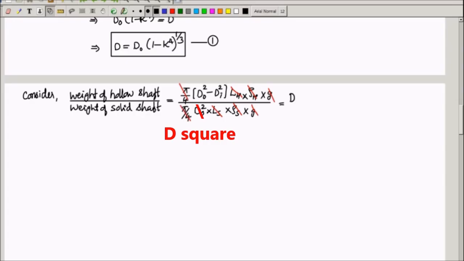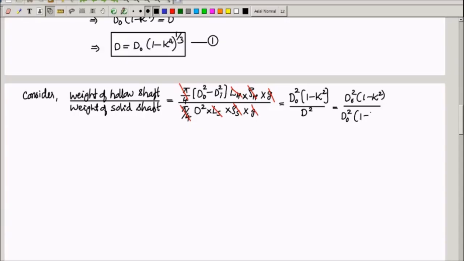So it becomes d naught square into 1 minus k square. I'm taking d naught square outside, and 1 minus k square becomes inside, divided by d square. We'll write it like this: d naught square into 1 minus k square. The denominator d square, if I write, becomes d naught square into 1 minus k power 4 to the power 1 by 3 is there, but into 2 will also be there, so it becomes 2 by 3. So d naught square again can be cancelled, and it becomes 1 minus k square divided by 1 minus k power 4 whole power 2 by 3.